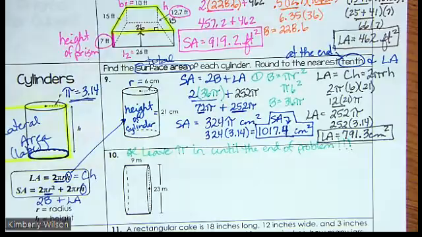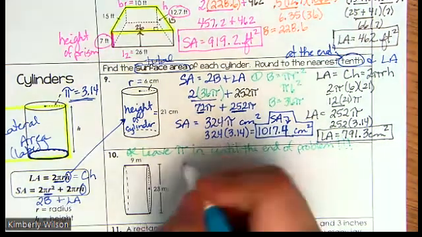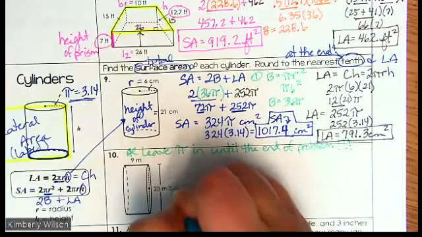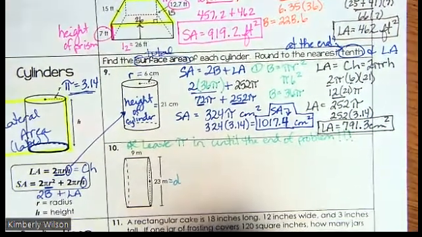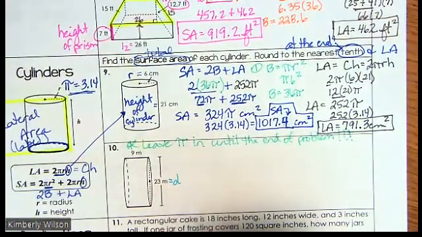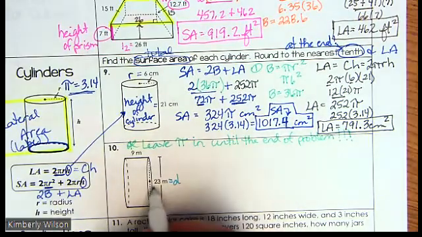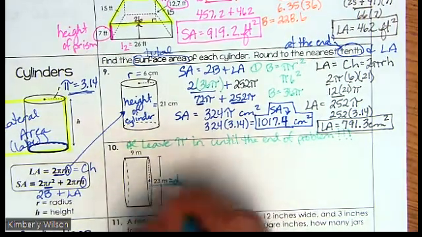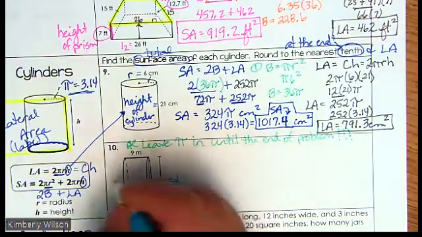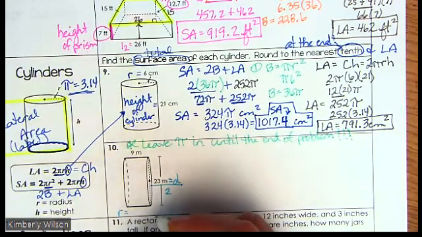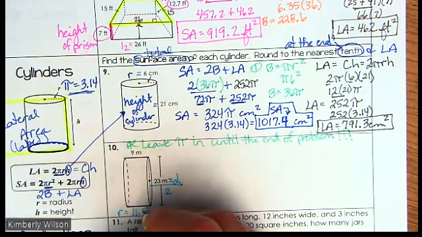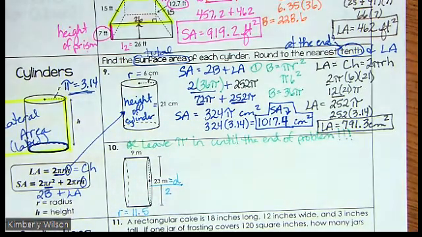Now, for number 10, the difference with this one is, the 23 represents the diameter. Well, I need the radius according to all of these formulas. So that means I'm going to take this and divide by 2 to get that my radius is going to be 11.5. And then we work it the same way.